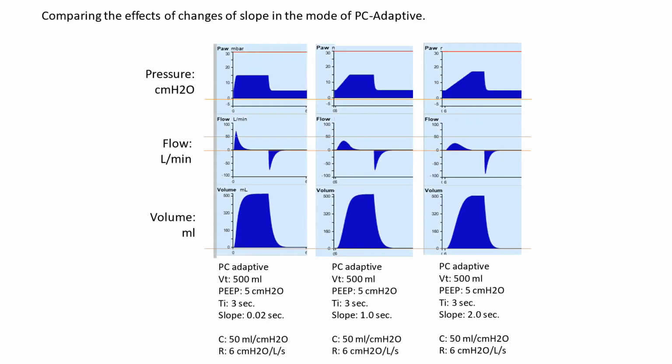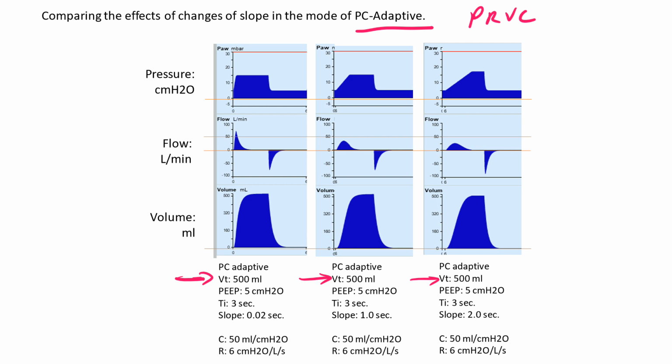Of course, if we're going to talk about modes of ventilation, we can't get away without talking about PC adaptive, or pressure regulated volume control, as some people know it. In this mode, we set a volume target, all right? And then the ventilator decides on the driving pressure necessary to deliver that volume target.